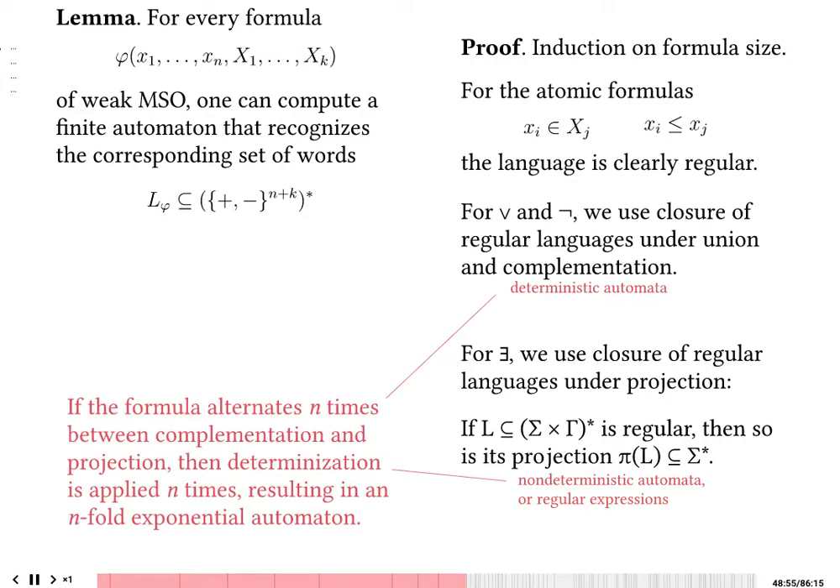And in fact, it turns out that this is a problem for the complexity of the algorithm, because if you want to complement, then the only way you can really do it is to first determinize and then complement. And therefore, if your formula alternates n times between complementation and projection, then you will need to apply determinization n times, resulting in an n-fold exponential automaton. And by need to, what I mean is that the complexity of the problem is going to be n-fold exponential in the formula size, in the number of alternations that have been described here.